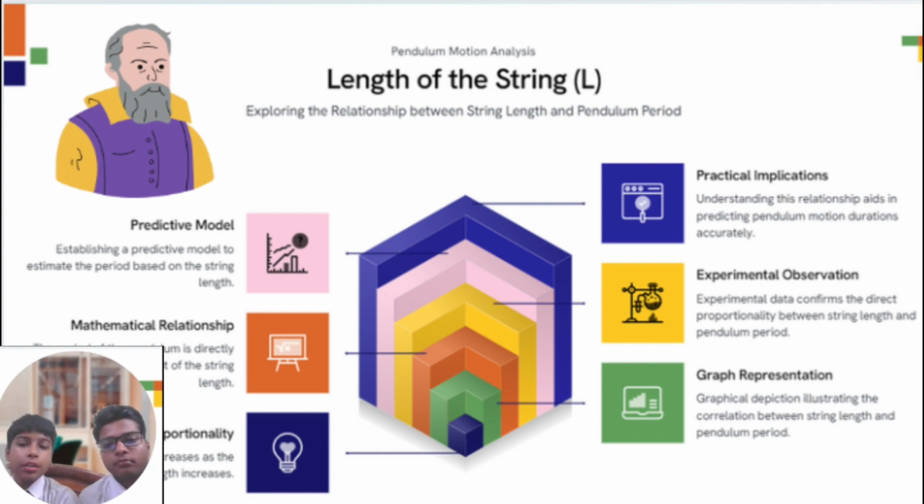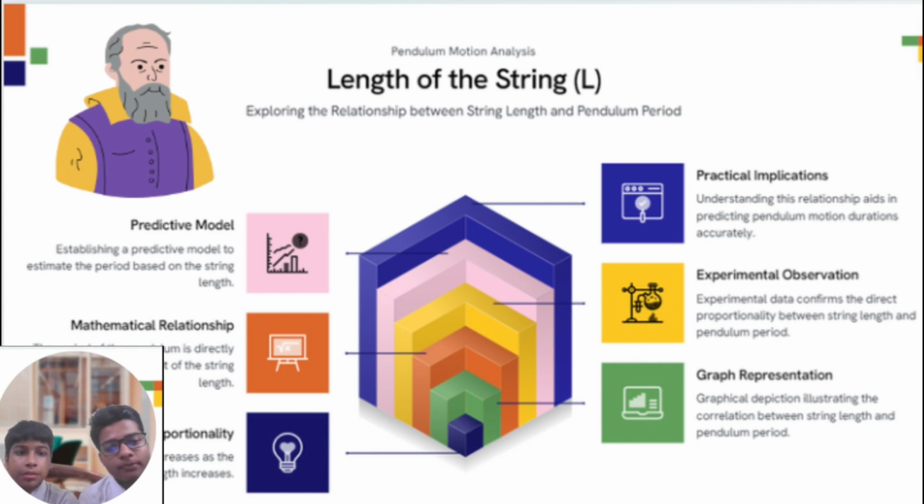The period of a pendulum is directly related to the square root of the string length. Direct proportionality: the pendulum's period increases as the square root of string length increases. This is the most important point in a simple pendulum, the length of the string. Practical implications: understanding this relationship aids in predicting pendulum motion variations accurately.